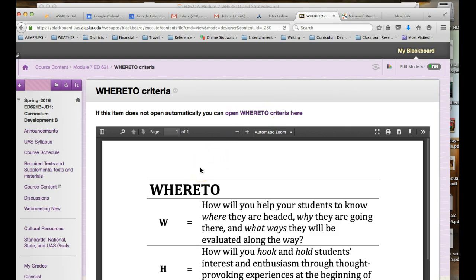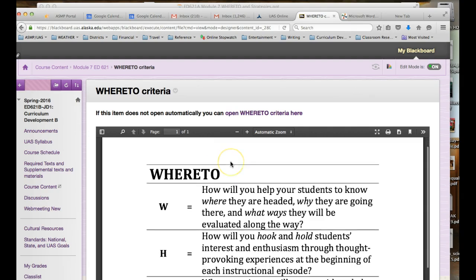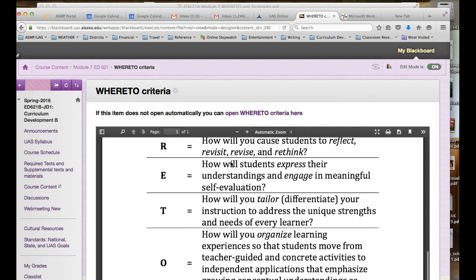I look forward to seeing these next week and working with you next Tuesday on your peer review. It's a great activity, and it's a really very good learning experience.